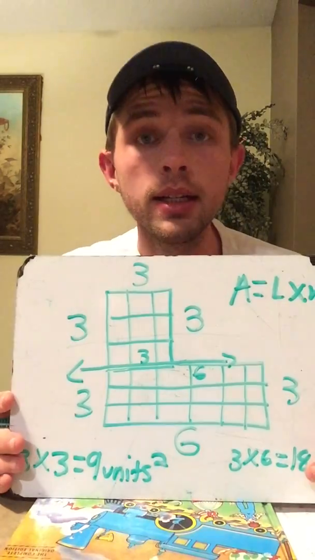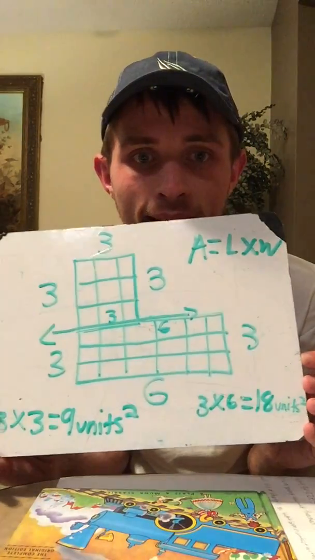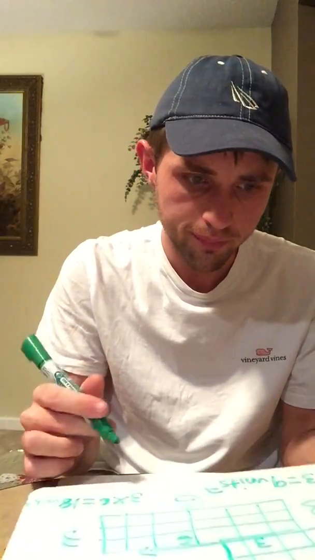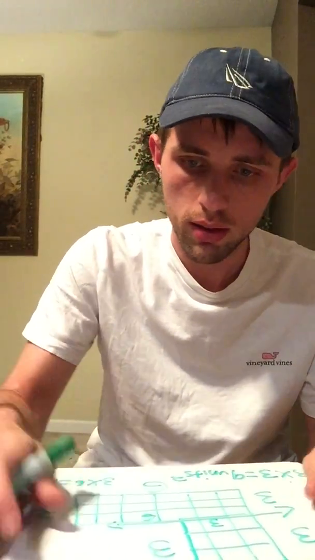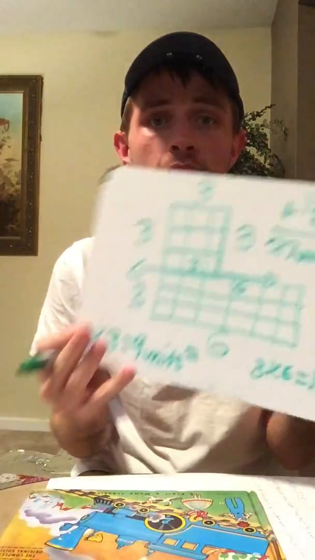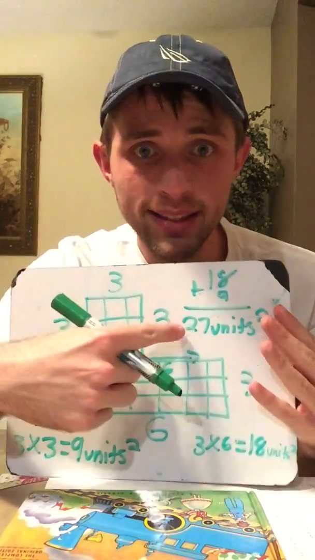We found the area. What's step 4? Can you remember? Step 4. Add the area, right? Add the area. Good. So, step 4 is add the area. What are the areas that I have? 9 and 18. So I'm going to add 18 plus 9, and that is going to give me 27 units squared. So my area of this entire thing is 27 units squared because I followed those 4 steps.